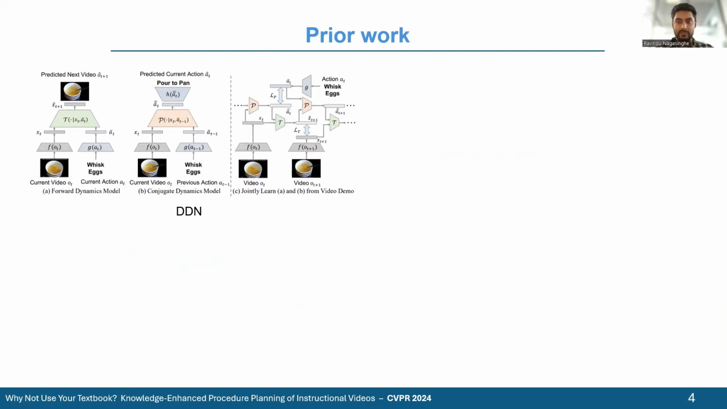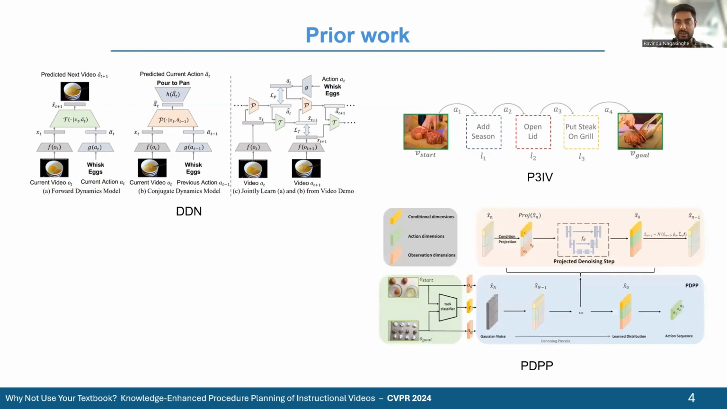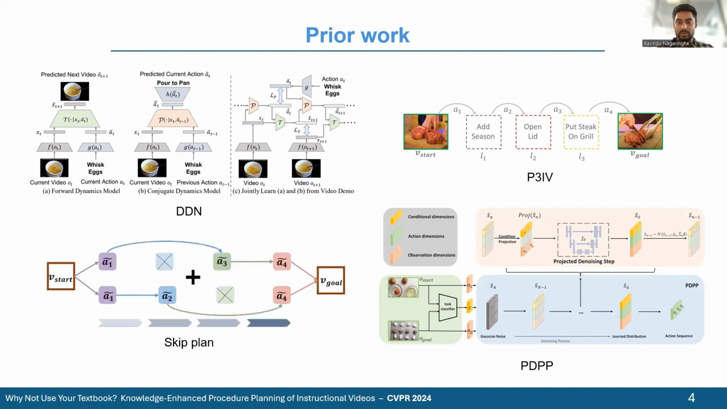Procedure planning in instructional videos was first introduced by DDM. Building on this, P3IV replaces intermediate visual states with language representations for supervision. PDPP models the action sequence distribution using a condition projected diffusion model. Skip plan focuses on breaking down longer sequences into shorter subchains by skipping over less reliable intermediate actions.